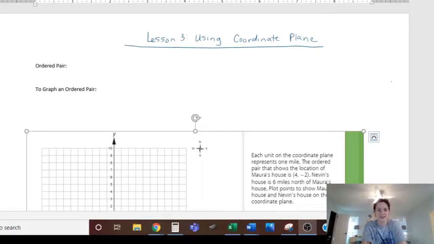Morning, 6th grade. Today we're doing lesson 3 using the coordinate plane. So we'll do a few examples together, give you a few definitions, make sure you take notes, upload them to the Google Classroom, and then complete the assignment on Waggle. So you have 2 days to complete the assignment.